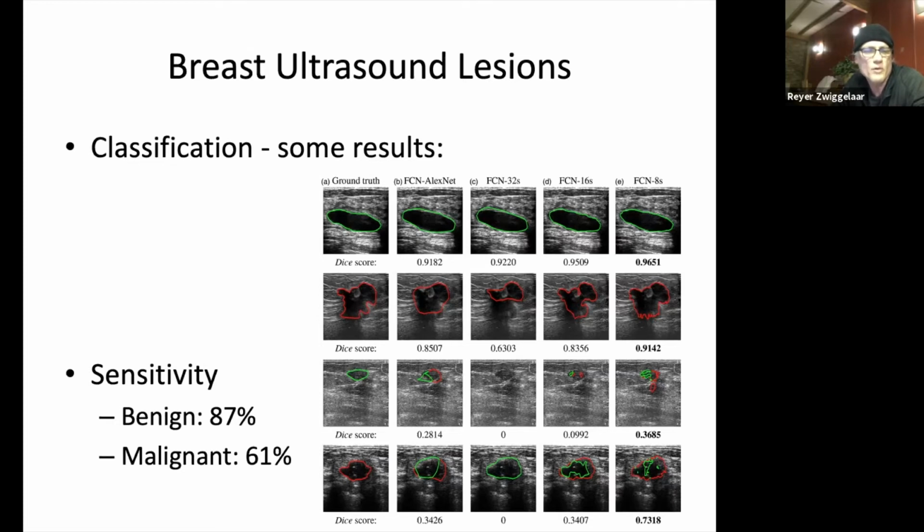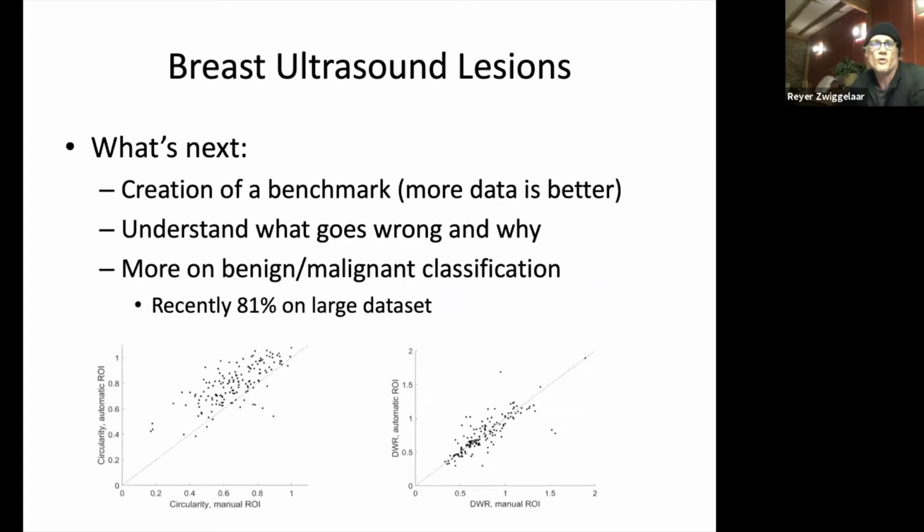So at the moment, for this specific study, we had a sensitivity of 87% for the benign cases and 61% for the malignant cases, which is not good enough. And so we wouldn't dream about using this in clinical life because that doesn't help the patients. As I said, we've done some other things as well, and recently we got 81% on a larger data set, the data set of 1,000 images that I mentioned before, and 81% is getting good. We need to further investigate that and see what the details are, but that's a good starting point.